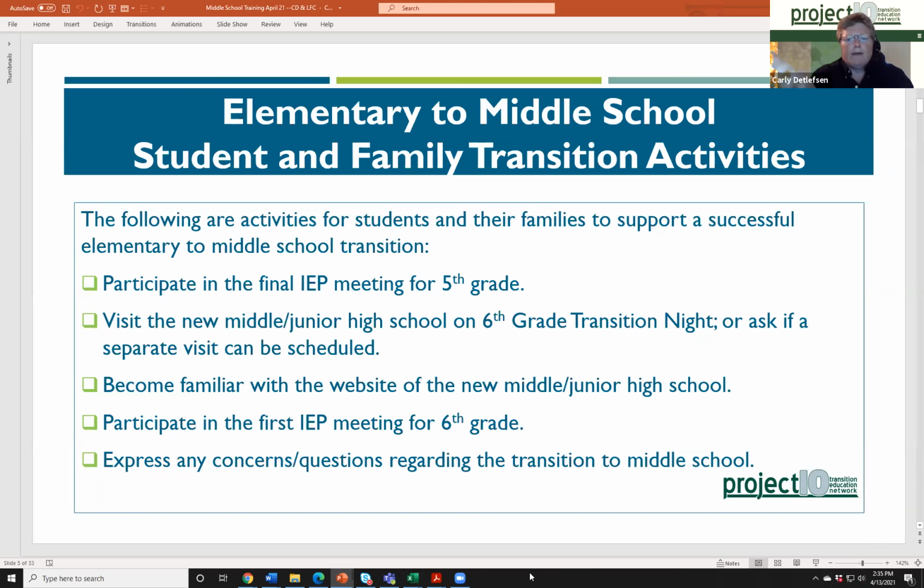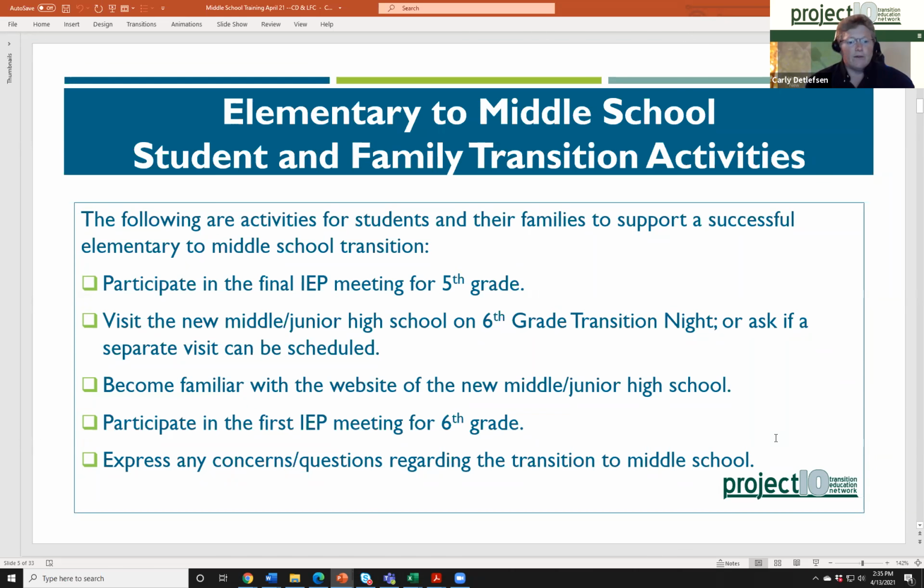Make a point to plan to attend. If the middle school is having a 6th grade transition night, make an effort to attend that transition night, or maybe just schedule a separate visit to tour the middle school and see the programs. Be familiar with your middle school or junior high school's website so you can see what sorts of clubs they have and what sorts of supports they offer.